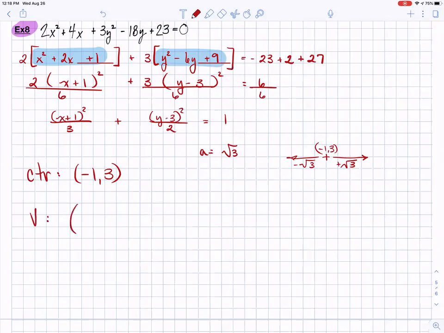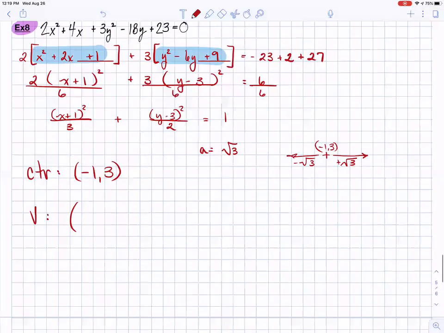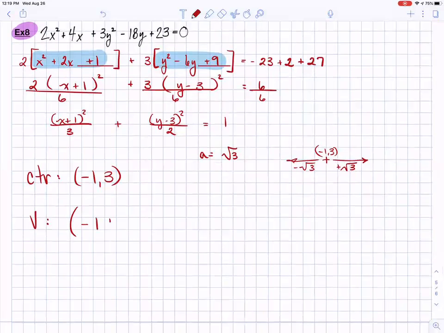So where are my vertices? Negative 1 plus or minus the square root of 3, comma 3, right? Negative 1 plus or minus root 3, that's just the new x piece for each of the 2 vertices. And then the y piece remained a 3. It didn't change. And you can write those separately if you want. I'm fine with that. Okay? But you don't have to.